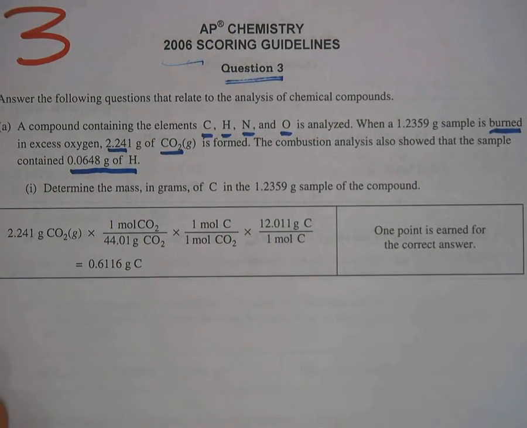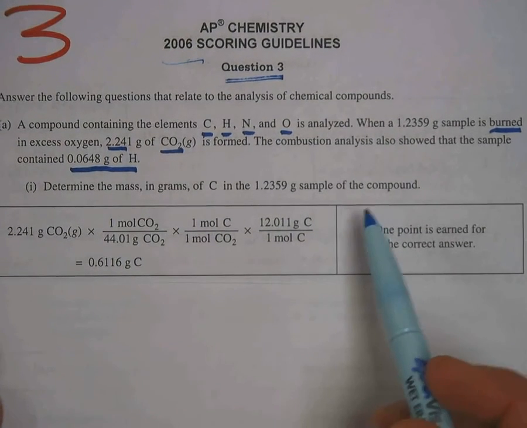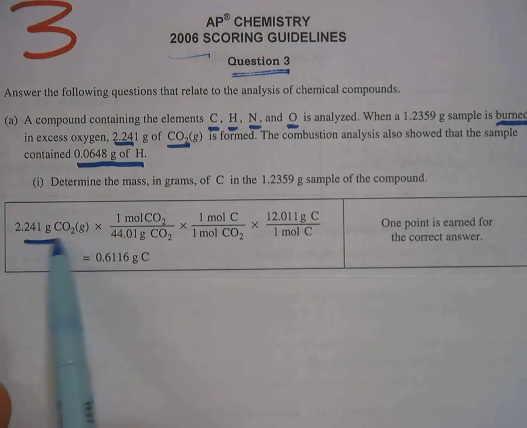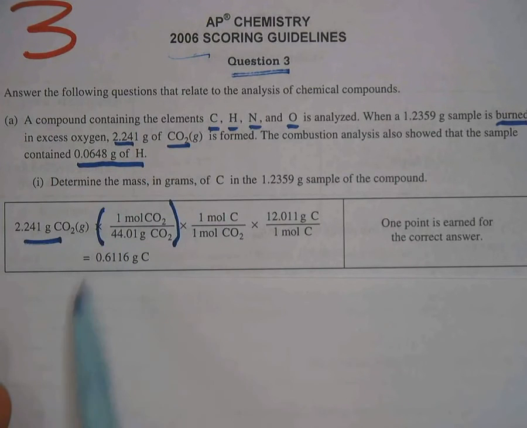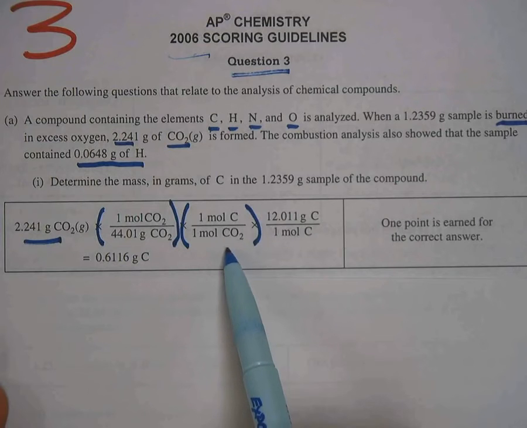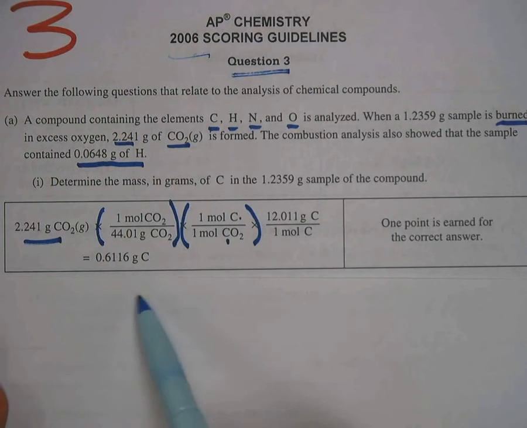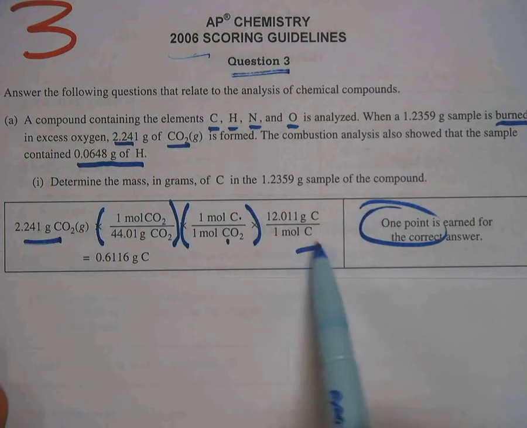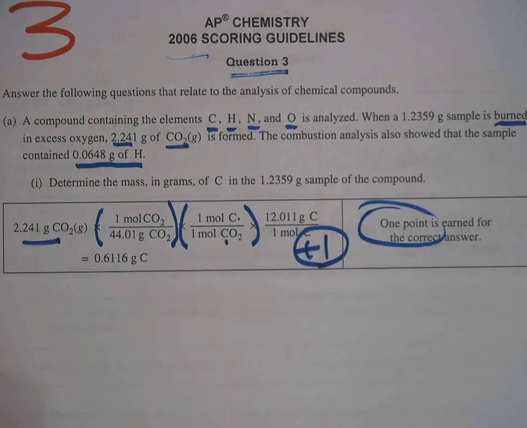Determine the mass in grams of carbon in the sample. So first thing to do is take your grams of carbon dioxide, convert it to moles. Then for every 1 mole of carbon, there's 1 mole of carbon dioxide because it's a 1-to-1 ratio right here. 12 grams in a mole, so there's your grams of carbon. That was worth 1 point. Just 1 point for finding that.